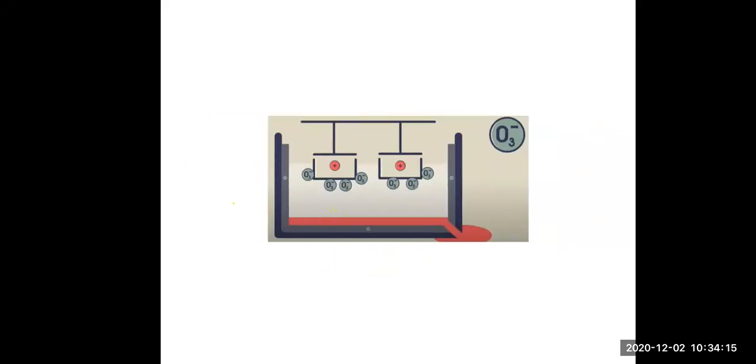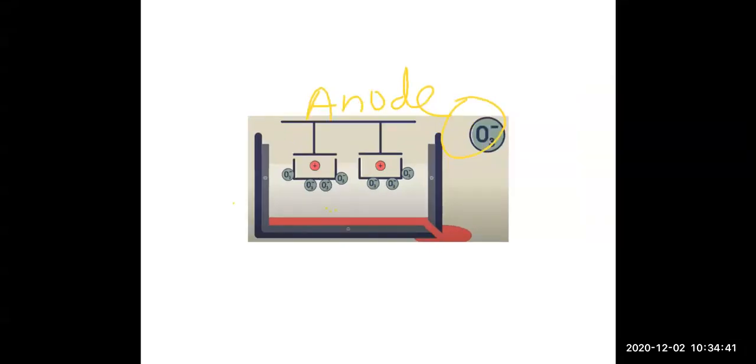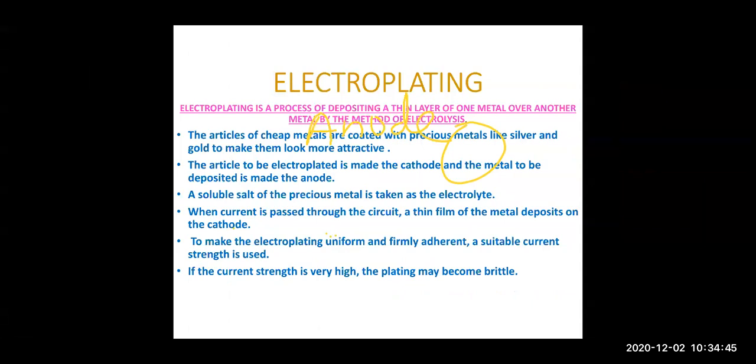What will happen about this O3 minus? We are having O3 minus also. So beta, O3 minus, that is negative, it will be attracted towards the positive anode, right? And anode is made up of carbon. So this O3 reacts with carbon and it forms carbon dioxide gas, and carbon dioxide gas is finally released. So this is the process by which the pure aluminium is extracted from the ore.